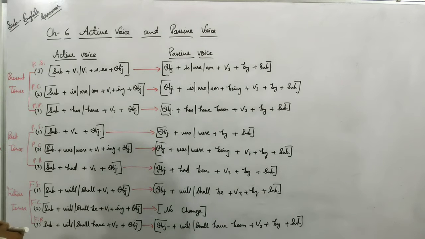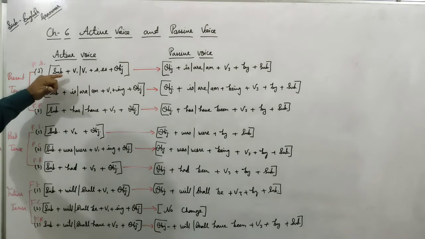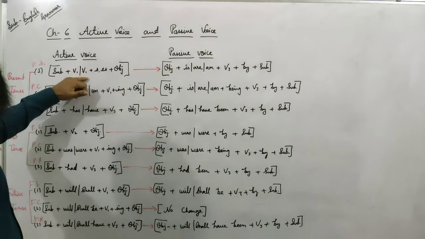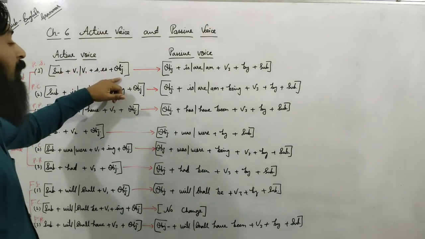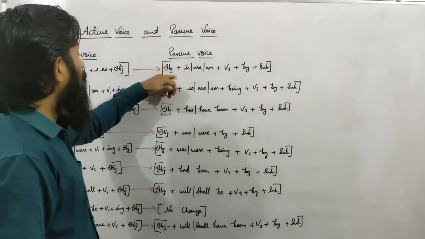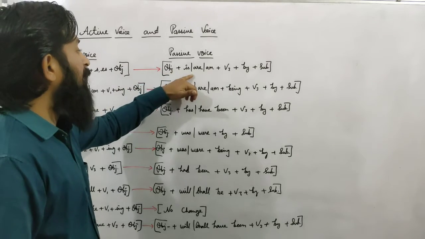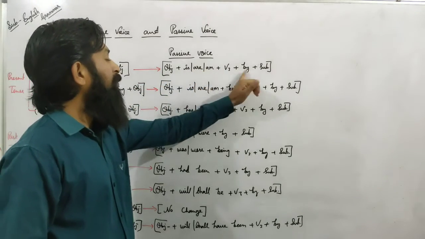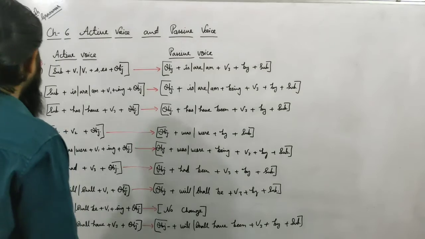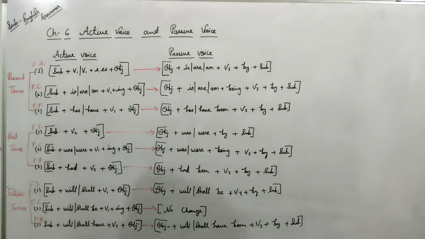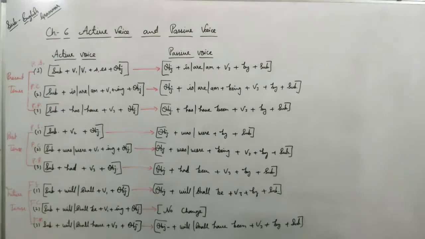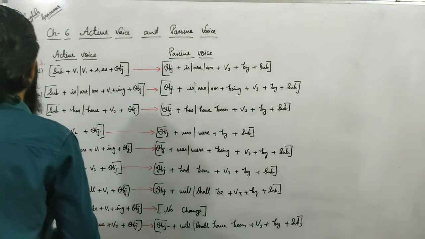Means if sentence is given in this form, like present simple subject plus verb first form, or verb first form plus s or es plus object, then you have to change sentence according to this one. At first you have to write object, after that is and verb third form plus by plus subject. Dear students, I will write here one formula and one solution here. If you have any type of doubt, then you can ask through Google Meet.